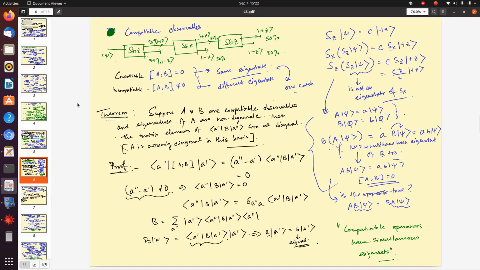Okay, now we will come to the concept of compatible observables. So, where is this idea of compatible observables coming from? We have seen previously in the Stern-Gerlach experiment that if we perform a measurement of SZ and we get these two output beams of plus Z and minus Z, we feed the plus Z into an X, you get a plus X and minus X, and then you feed the output of that plus X into another Z, you will get again plus Z and minus Z.